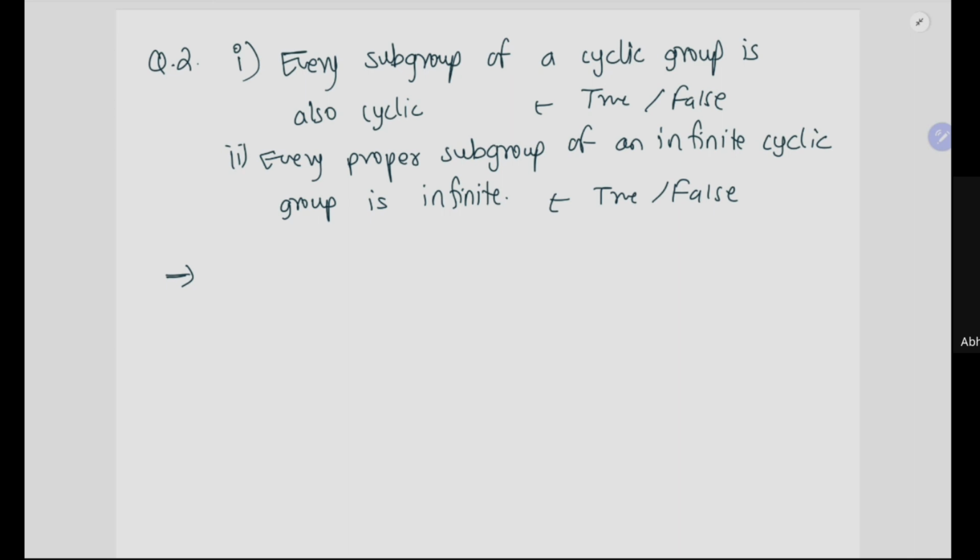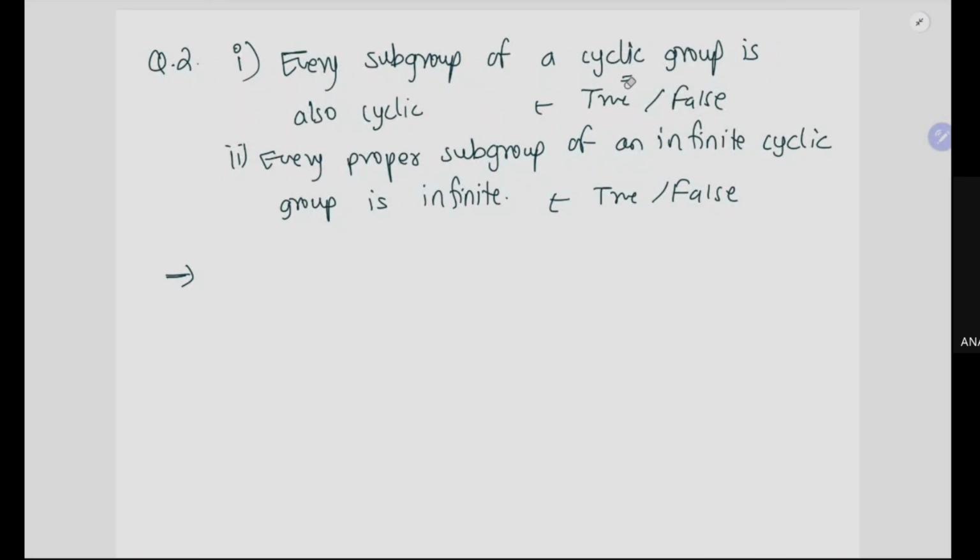First statement is true, ma'am. Okay. By the way, everybody knows what a cyclic group is, right? Yes, ma'am. Okay, so a cyclic group is just a group generated by a single element. And when I say a group generated by a single element, I mean that it is the intersection of all the groups which contain that element. I hope everybody knows the definition of a cyclic group.